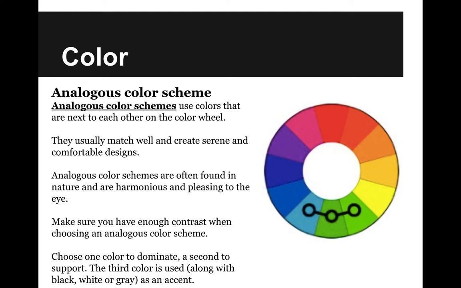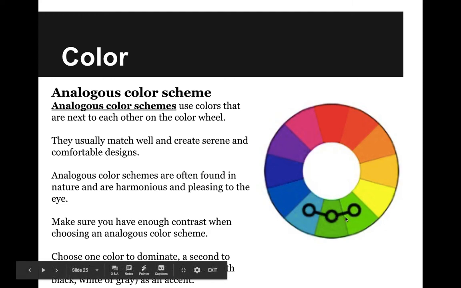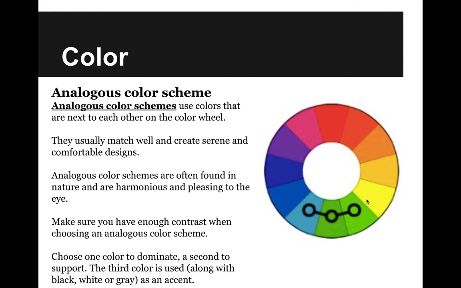Analogous is a good choice for these. An example is any 3 to 5 colors in a row. You could just do yellow, green, blue, or if you want to be really specific, yellow, yellow-green, green, blue-green. You could list those. All of those would be analogous.